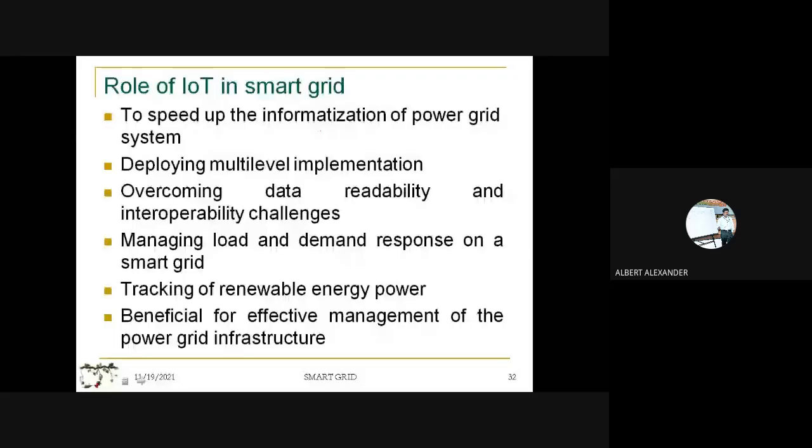So these are the different advantages, and the IoT, the Internet of Things, plays a vital role at present. We are making use of IoT-based techniques, so I will explain a small case study. In this case study, I will explain how IoT has been used to reduce the electricity bill, or to find faults in your transmission line system. This will be helpful for tracking your renewable energy, for the effective management of the grid infrastructure, and for speeding up information.